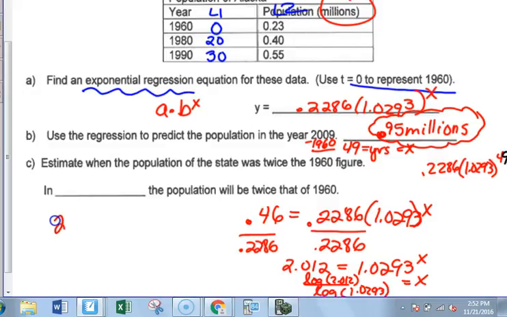Anybody else? If we add that to 1960, we'd get sometime during 1984. Did anybody else get that? Does it kind of make sense? 1984 would fall in here, and 0.46 would fall in there somewhere, right? Seems reasonable. Anybody else? Questions on 10, 11, 12, 14, 15? Nothing else?